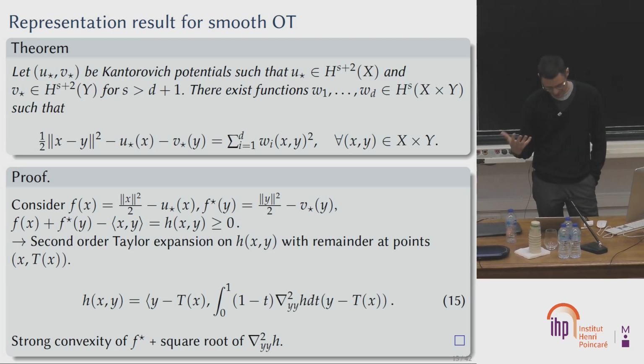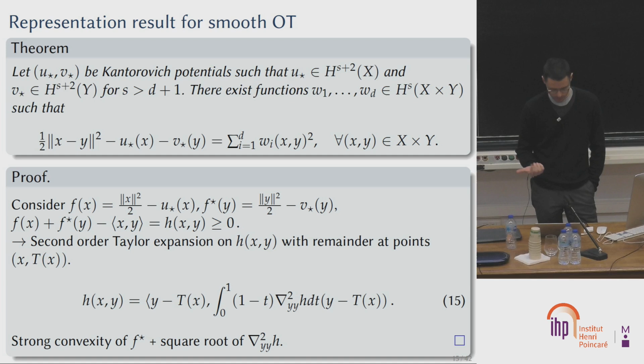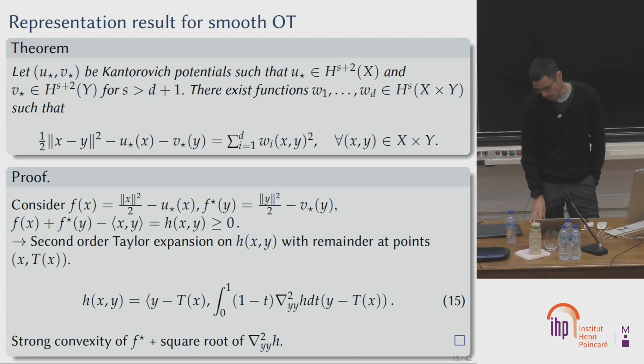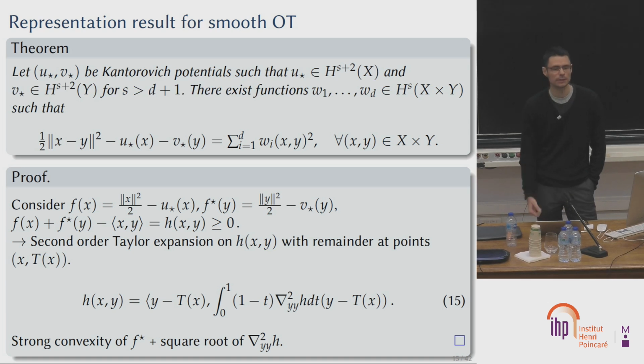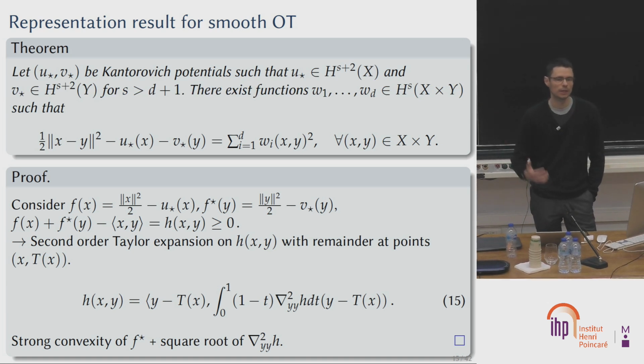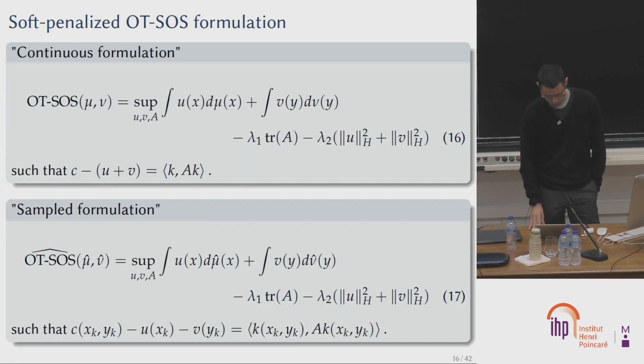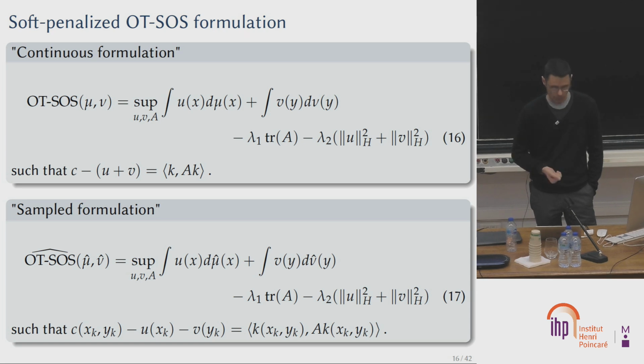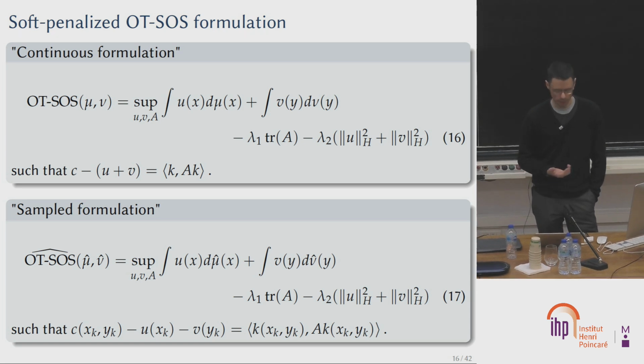And what we need is the strong convexity of the optimal potential F star. And for that, smoothness assumptions are also important in order to have this right-hand side H to be sufficiently smooth, okay? And to be contained in a reproducing kernel Hilbert space. Okay? So now we can define a formulation, an estimator.